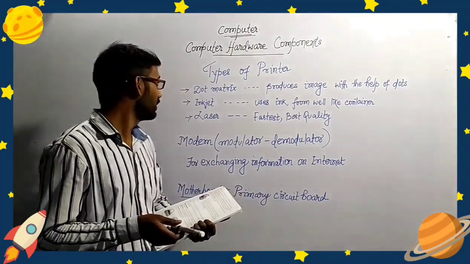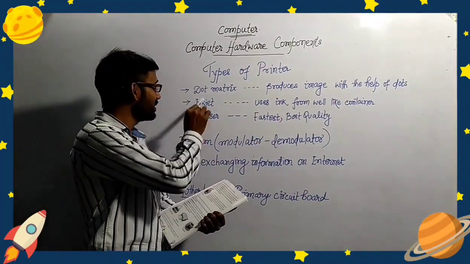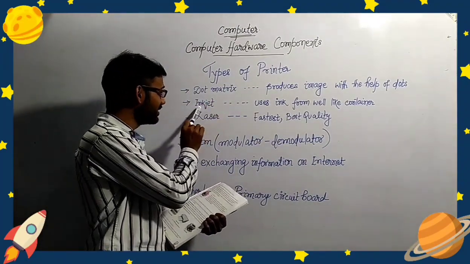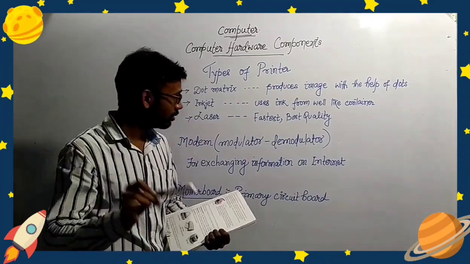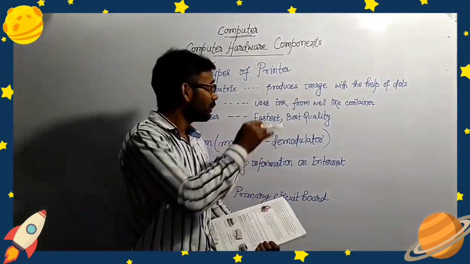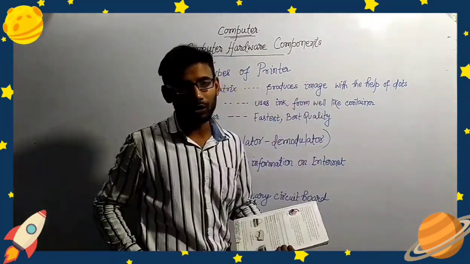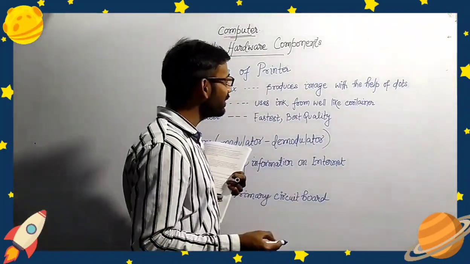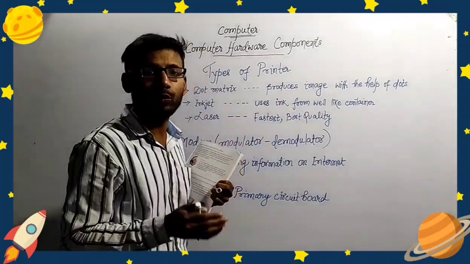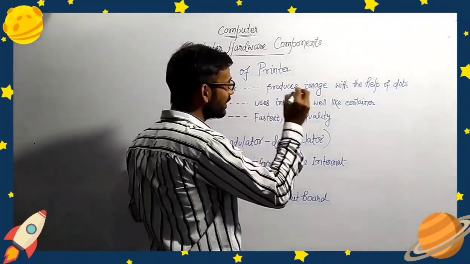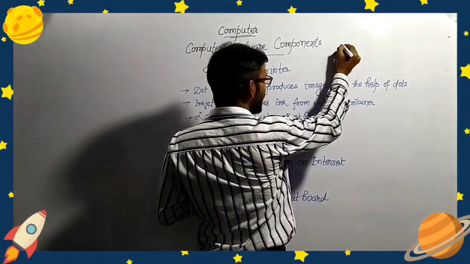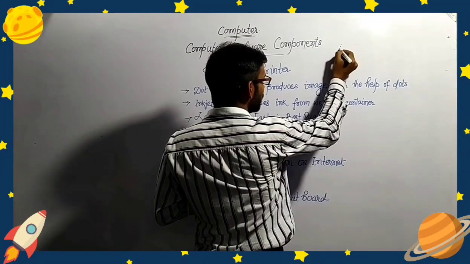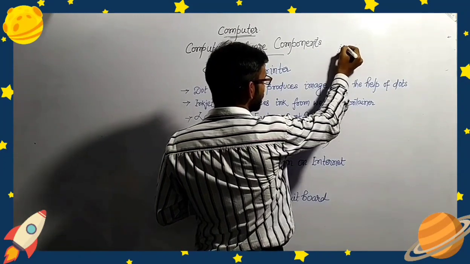Types of printer. The types of printer are basically dot matrix printer, inkjet printer, and laser printer. A dot matrix printer produces an image with the help of dots. Whatever display it wants to present on the paper, it does using dots. Let's suppose I would like to present something like this.